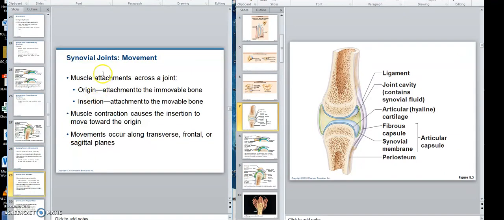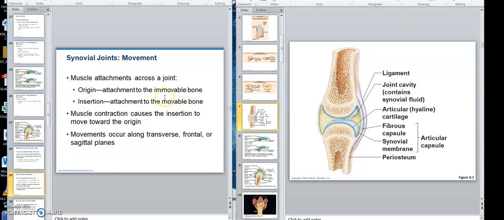So, synovial joints, muscle attachments across the joint: origin, attachment. Okay, this has to do with hooking the muscles. When you have a muscle, now there's actually a new way of describing this. This is the older way, but it still for most people holds. If you have a muscle, you'd ask, what's the origin? The origin is at the most immovable bone. Now it may be movable, but it's the least movable.